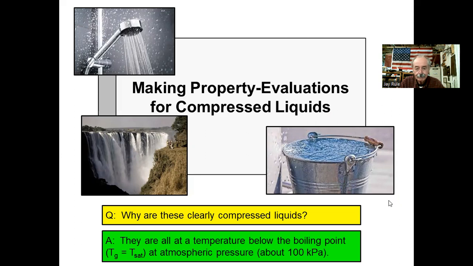I've got one last topic to cover to complete this presentation, which is evaluating properties when your substance is a compressed liquid. In other words, it's a phase change substance. It's to the left of the vapor dome. It's a compressed liquid, kind of like shower water or a bucket full of water or river water. Well, all of these examples are at a temperature below the boiling point, and all of these are at 1 atmosphere pressure, aren't they? They're all below the boiling point at 100 kPa. That's why they're compressed liquids.